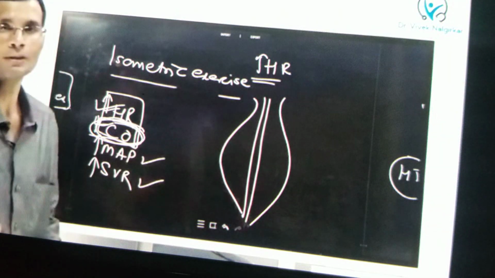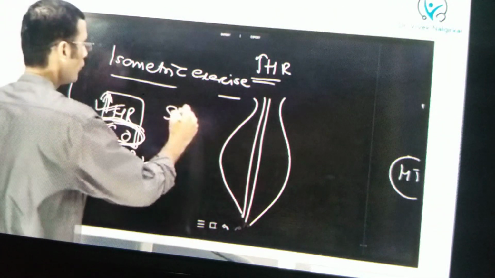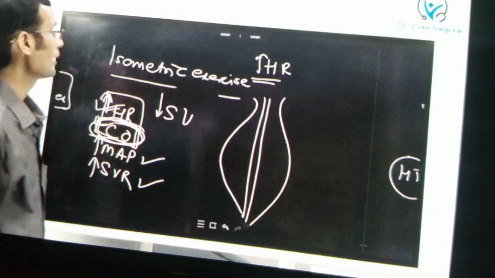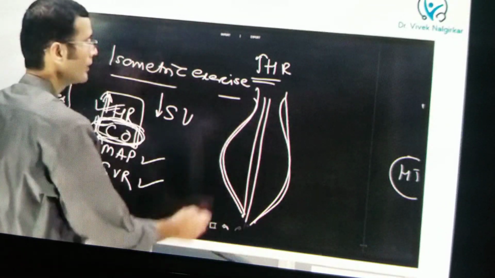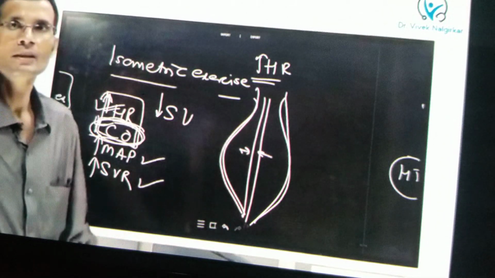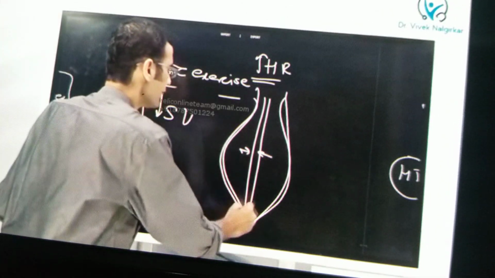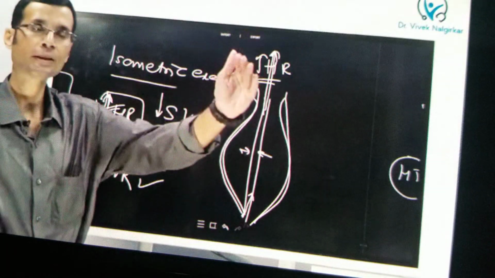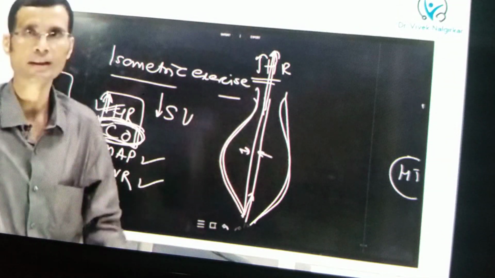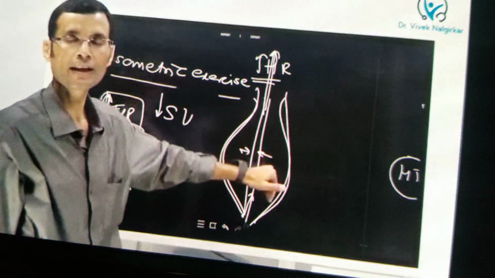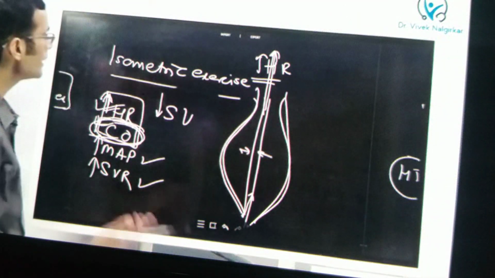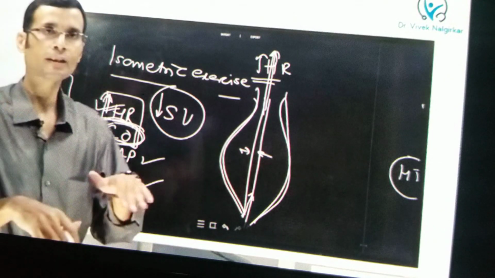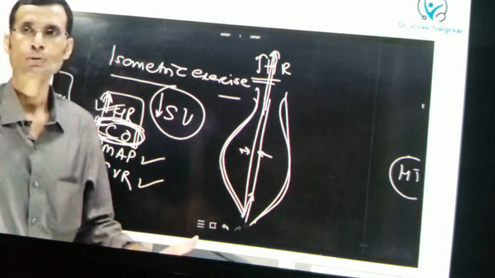Second thing, what is the mechanism? Even if heart rate increases, stroke volume will decrease, and therefore cardiac output will remain the same. It will not increase because if there is a sustained contraction of the muscle, then there is a sustained compression of the blood vessels inside it. That means the blood coming in per unit time will decrease, and the blood going out and venous return to the heart will also decrease over a period of time. Decreased venous return, decreased stroke volume. So heart rate increases, stroke volume decreases, and cardiac output will remain more or less the same. These are the cardiovascular changes in isotonic and isometric exercises.